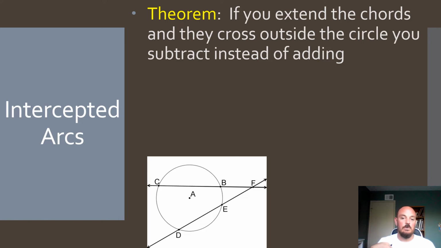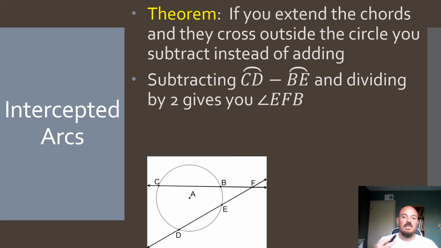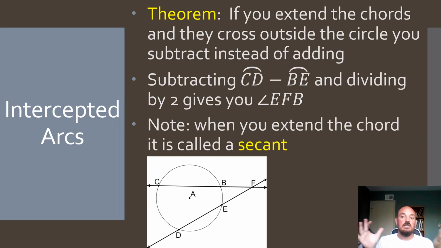Now here's a picture that goes with that. So in this picture right here, instead of having two chords that cross inside of the circle, I have two chords that didn't cross inside the circle, but when I extend them, they cross outside of the circle. Now one little note here before I talk more about this picture. There's a name for that. If you have a line segment that starts and stops on the edges of a circle, we call that a chord. If you extend it so it keeps going forever, we call it a secant. So those are called secant lines.